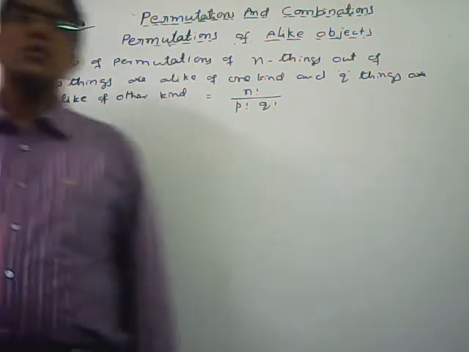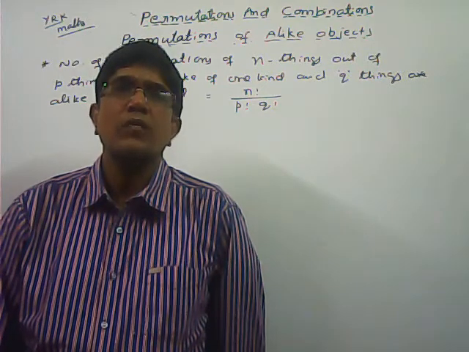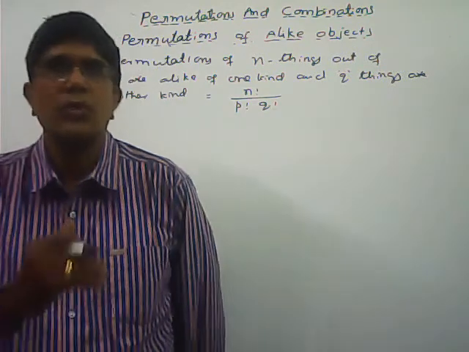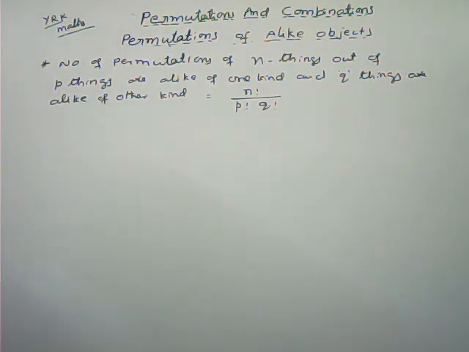In this video class, I am going to discuss the permutations of alike objects. The number of permutations of n things, out of which p things are alike of one kind and q things are alike of another kind.